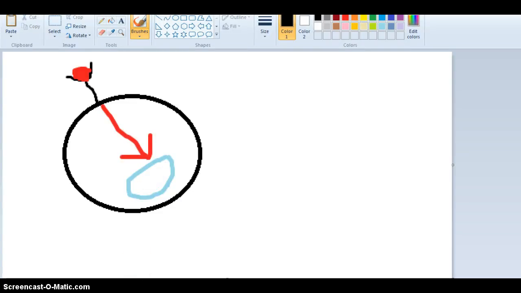Hello, welcome. Today we'll be talking about transcription. Now, the purpose of transcription is to make an RNA strand that will be useful to us by making amino acids, which will then be later used to make proteins, enzymes, and hormones.